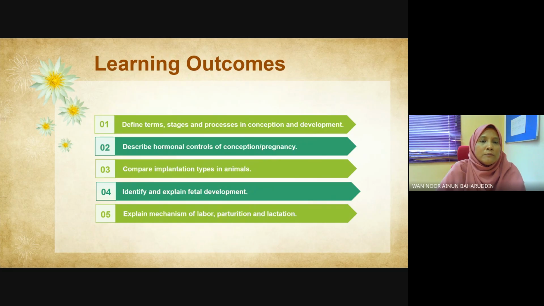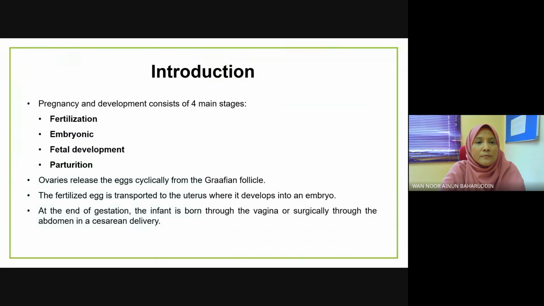So as a learning outcome, you should be able to define terms and stages process in conception and development, able to describe hormonal controls for conception and pregnancy, and you should be able to compare implantation types in animals, be able to identify and explain fetal development, and explain mechanism of labor, parturition, and lactation.